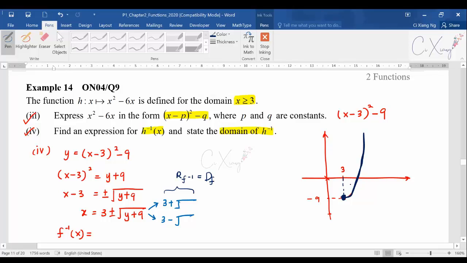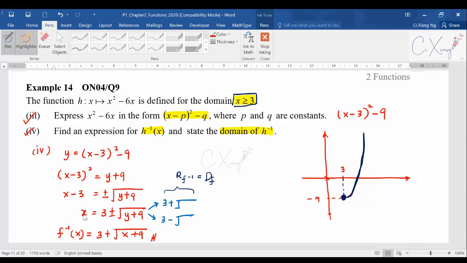All right, so what is the domain of the function? The domain of the function is x greater equals to 3. Then to choose from these two answers, which one will give you the answer more than equals to 3? 3 plus something is more than equals to 3, or 3 minus something is more than equals to 3. Which one? Only one answer, right? It should be 3 plus something, right? So it should be 3 plus square root of x plus 9 as your final answer for the inverse function.